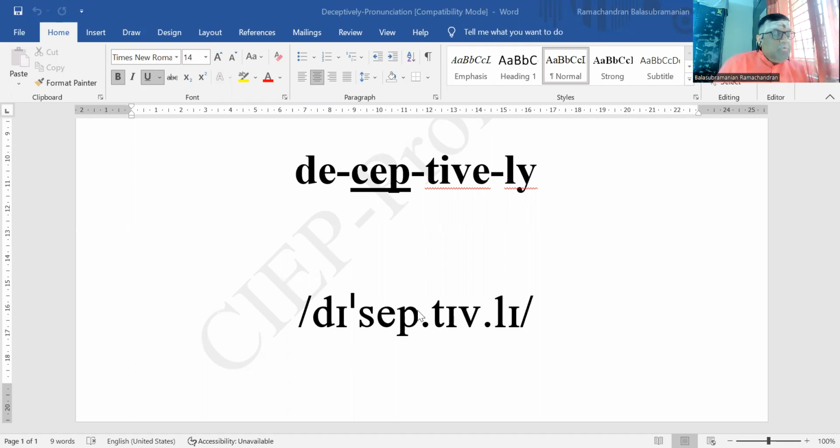But let us assume a condition where it is deceptive, then what will happen is TIV will get the primary stress, and this will get the secondary stress. Imagine a situation where this S goes here. Just follow the cursor. This S goes here. So what will happen here? SEP, if it goes here, it will become a CVC syllable. So it will be deceptive.